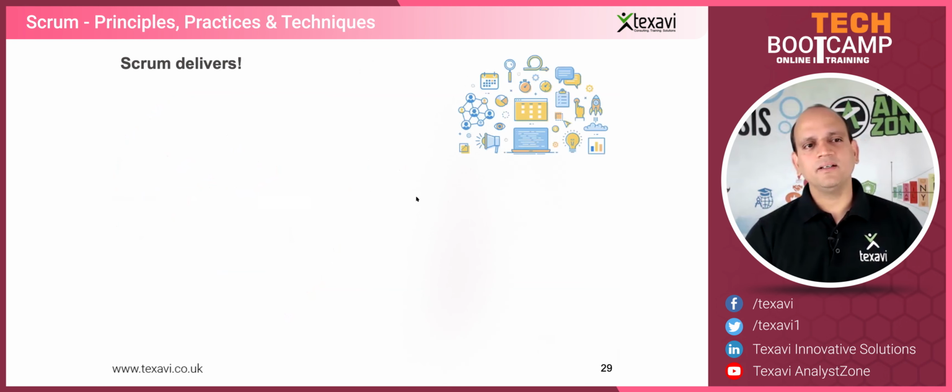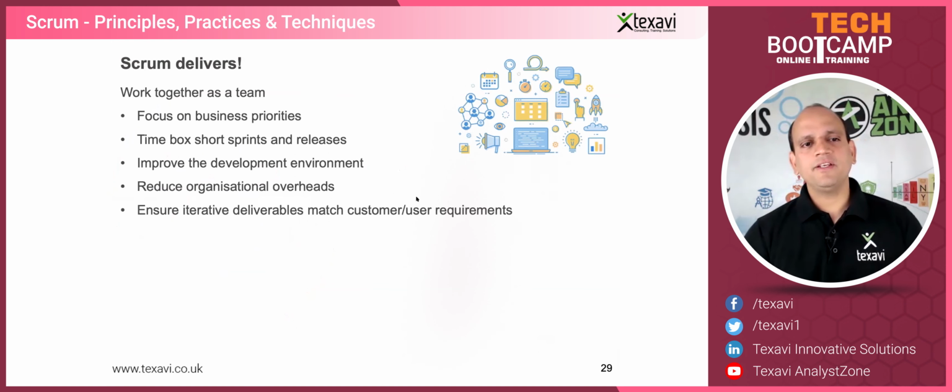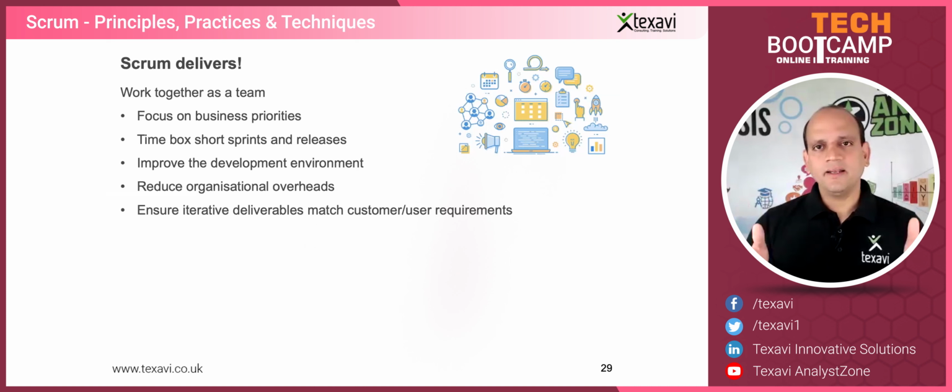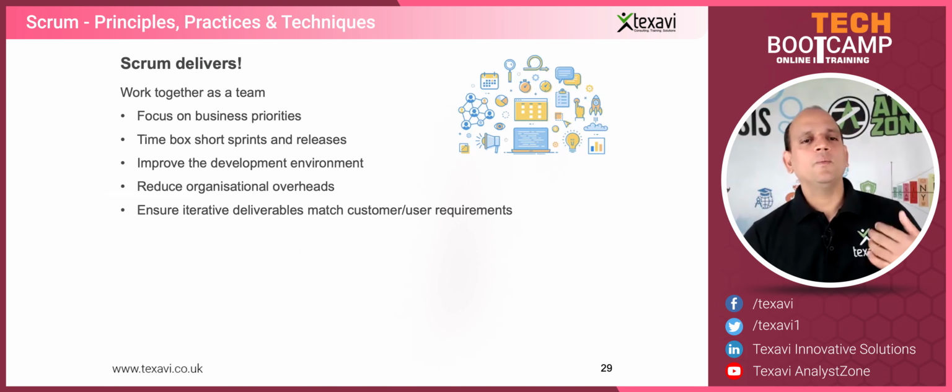Let's delve deeper today in terms of what Scrum really delivers and the features. We've had a look at it yesterday. I was talking about the importance of focusing on the business priorities, why we need to time box. We need to actually have a limit in terms of how much work can be done in that duration. So we need to time box, and that's why we call those sprints in Scrum, and we deliver after a few sprints.